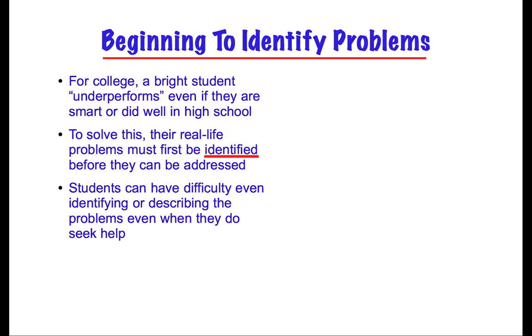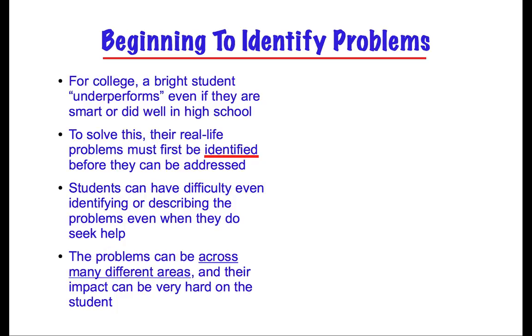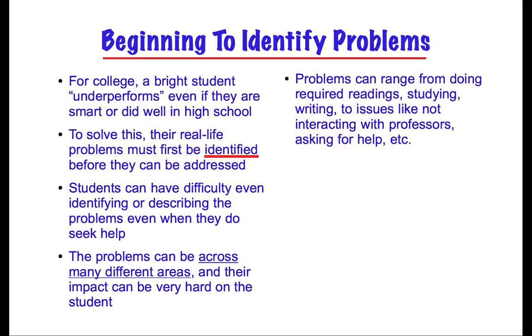But students can often have difficulty expressing what is going on. They may not be able to articulate the problems or even identify what's going off track. And to make it more complicated, there can be problems across different areas, and the impact can be very, very hard on them. The problems can range from, like I said, not doing the required readings, not studying, or never having learned to study. Some students have told me writing in different formats, interacting with professors, asking for help. A lot of things can be there.